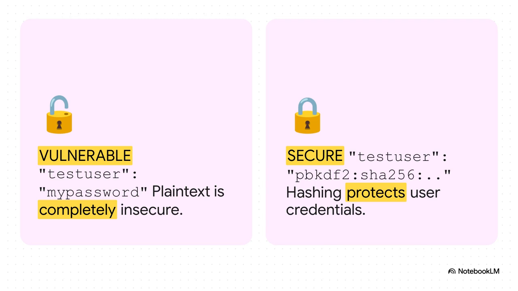Wow, the difference here is night and day. On the left, you've got the worst-case scenario. Passwords stored in plain text. It's just sitting there. If an attacker gets into that database, it's game over. They have everyone's login. On the right, though, that's the secure way. The password is hashed. It's been scrambled into unrecognizable gibberish by a one-way function. Even if the attacker steals this, they can't reverse it. The real passwords and your users are safe.